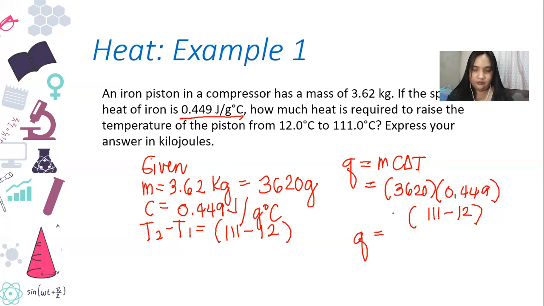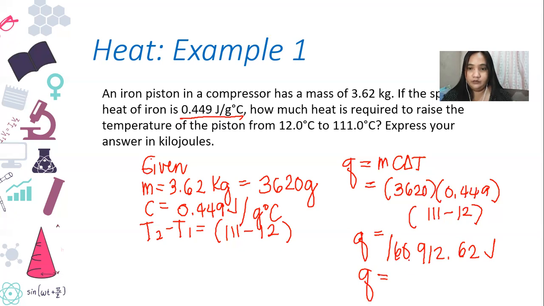The exact answer is 160,912.62 in joules. But the problem is asking for an answer in kilojoules. So therefore Q is equal to, of course, just divide that by 1,000, 160.91 kJ. So I'm expecting this one. I hope that's clear.